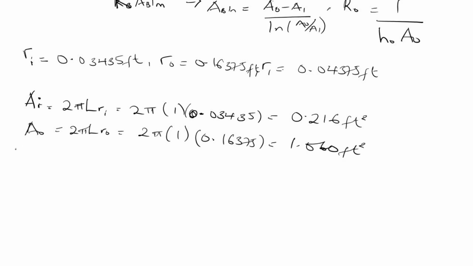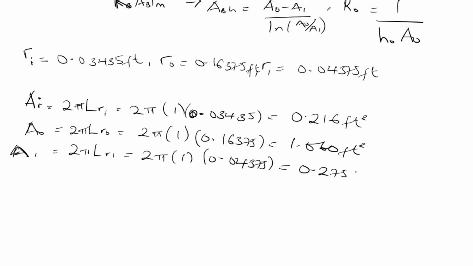Then the last one, A1, is 2 pi L R1, which is 2 pi into the length 1, and then the R1 is what? 0.04375. If you calculate this correctly in your calculator, you're going to have 0.275 feet square. So now the log mean areas.